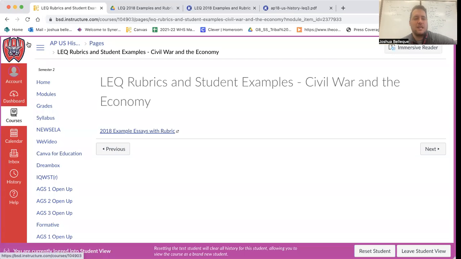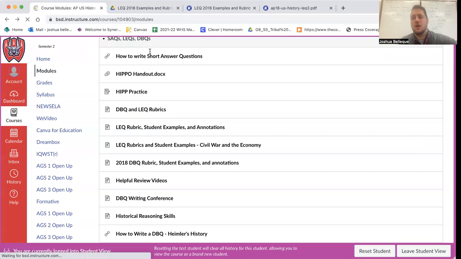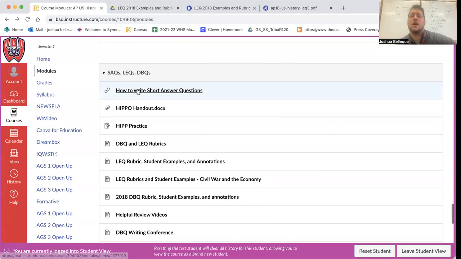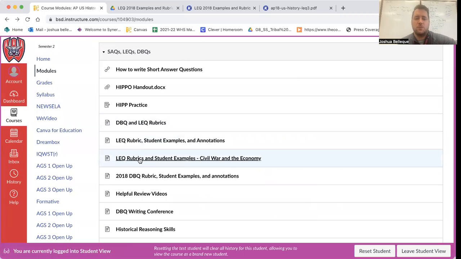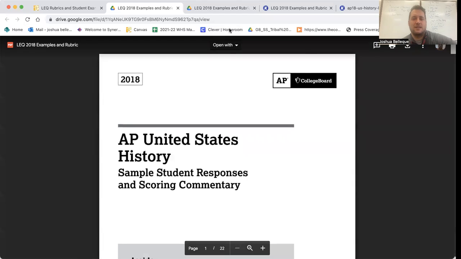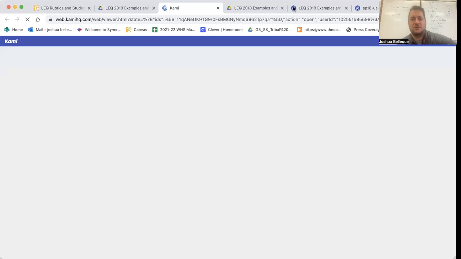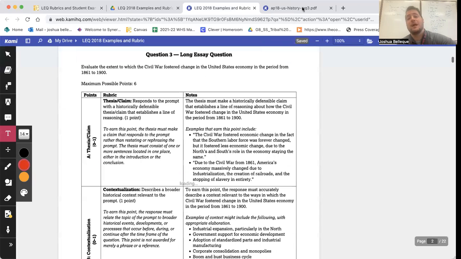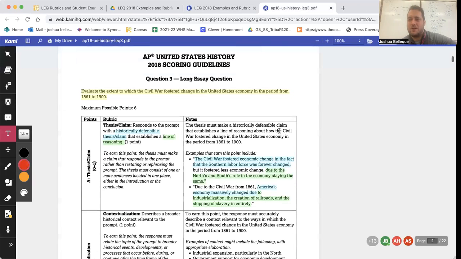Now, when you're on Canvas, if you could please go to the SAQs, LEQs, DBQs module and open up the one called LEQ Rubric Student Examples, Civil War and the Economy. Click that, and then you'll open this through Cami. There you go. Go ahead and go to page 2. I'm going to go through mine. It's already been marked up.